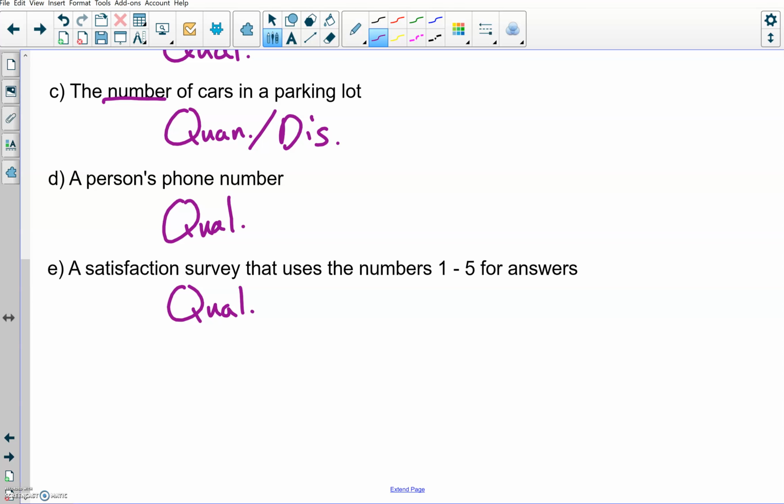Okay, so hopefully that helped you get a little better understanding of the terms that we looked at in this section, and we'll pick up in 1.2 in the next video.